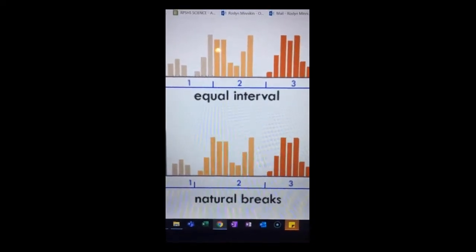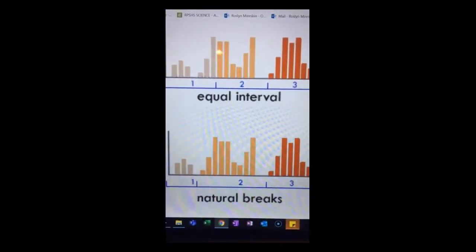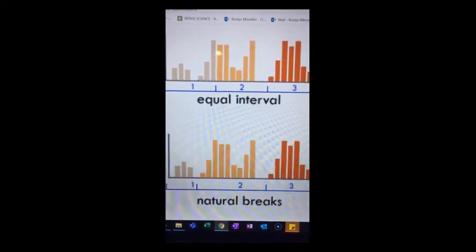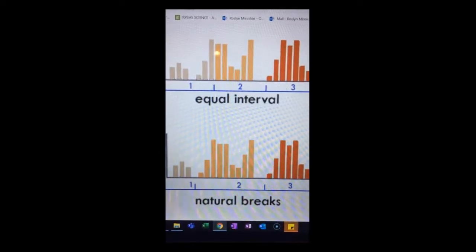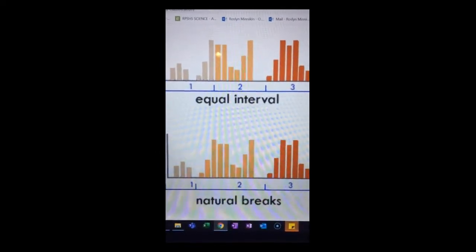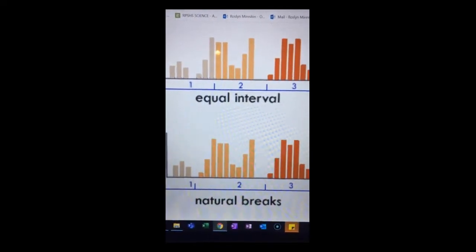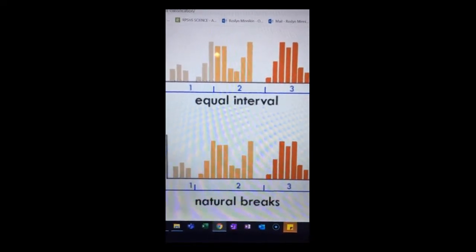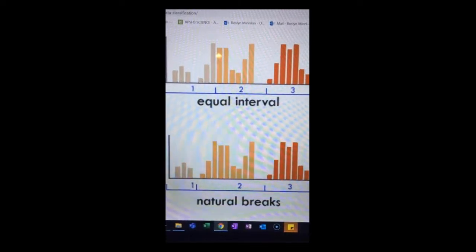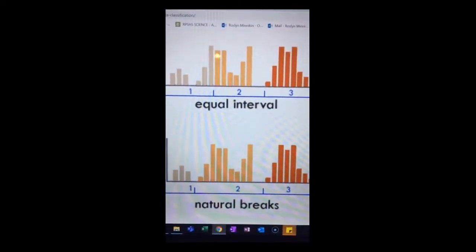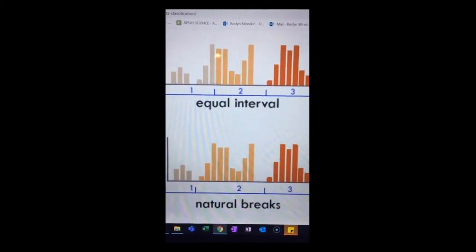So as an addendum to what I was just talking about, here's an example of some data where they've used both equal interval and natural breaks to demonstrate how you might be able to create your categories. Now, the equal interval has some benefits in that if you're comparing two different areas, two different regions, two different data sets, the equal interval is something which is comparable.